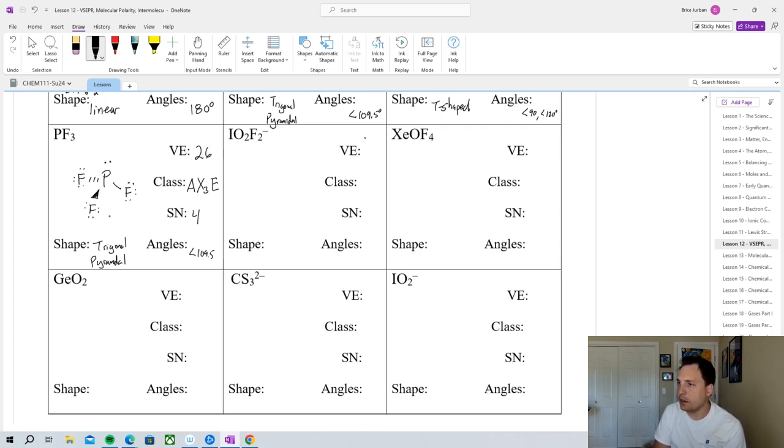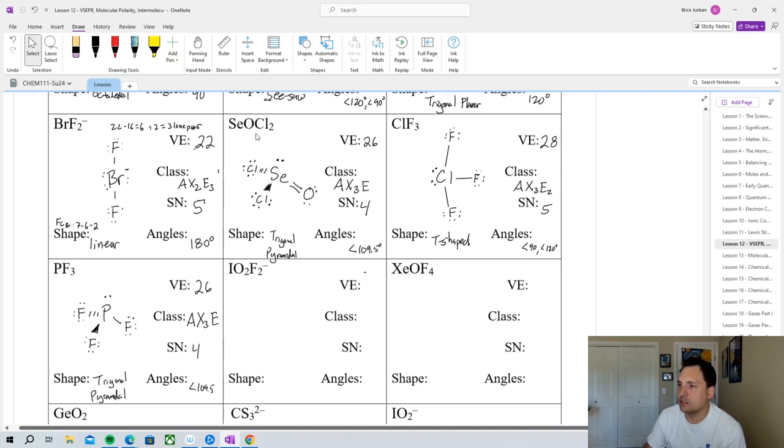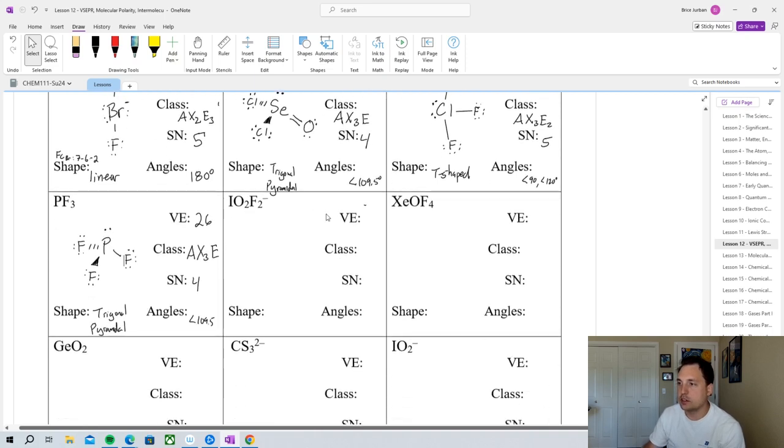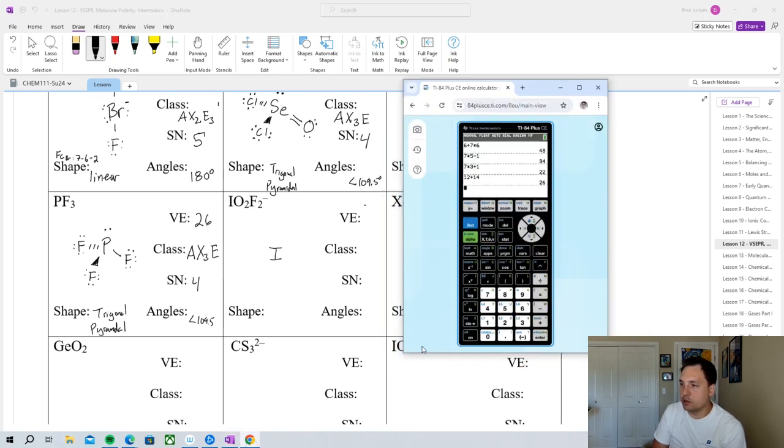So the next one here I have is IO2F2 minus. Here we have kind of a similar looking thing that we're going to get for the selenium. So for each of these oxygens, we can think about putting a double bond anytime we have an oxygen like this. So that's what I'm going to do for this one. Let's start by finding how many total valence electrons there are. There's going to be a lot here. So 7 plus 12 plus 14 plus 1, 34.